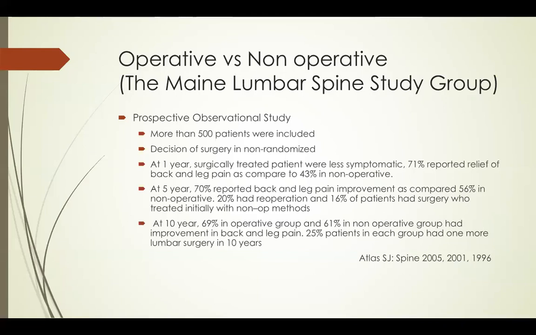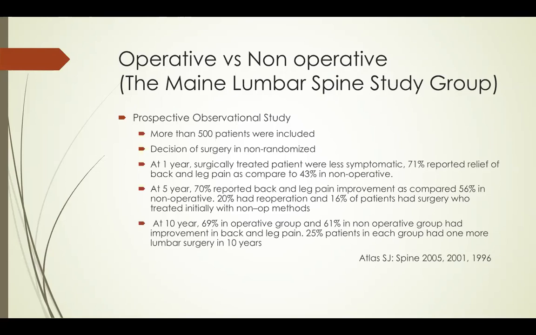This is the first paper that actually compared operative versus non-operative, and they have long-term outcomes. At 1 year, the surgical patients had fewer symptoms. Almost 71% of patients had relief as compared to 43% of the non-op. At 5 years, 70% reported back pain and leg pain improvement as compared to 56% in non-op on this paper. And at 10 years it's almost about the same. As you can see, 69% in the operative group and 61% in the non-op group had an improvement in back and leg pain.